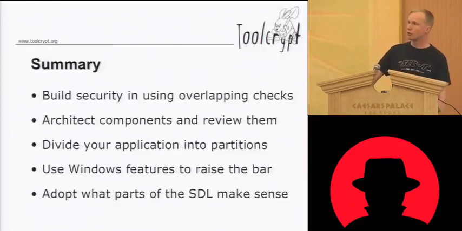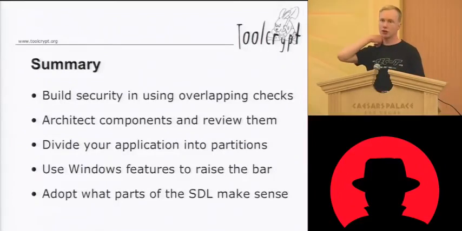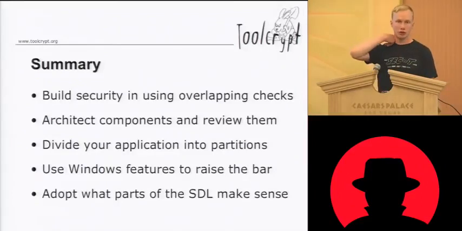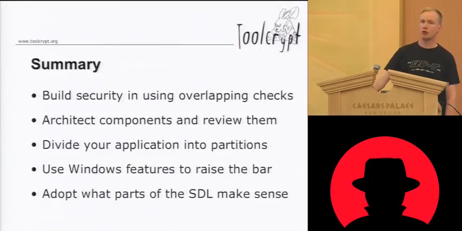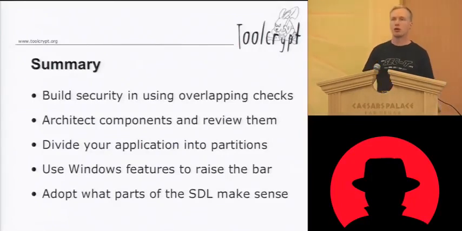And once you've done that, try to partition your application and put components that don't need privileges into a separate sandbox process or something like that. And use the other Windows features to raise the bar for the attacker. So if you're sandboxing something off into another process, don't just put a restricted token on it and hope for the best. Learn from Microsoft.